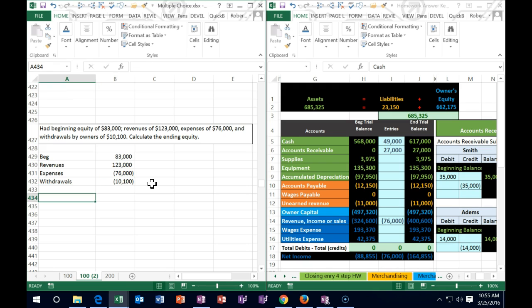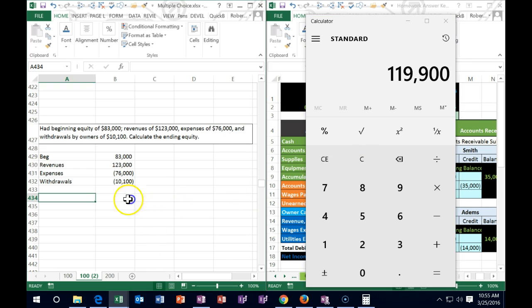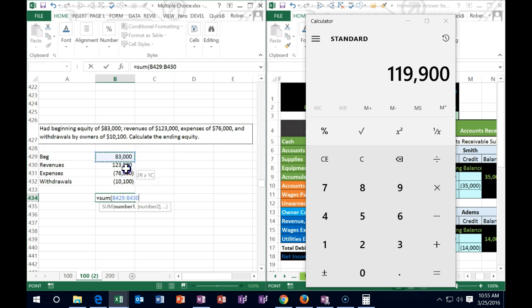So if we plug that into a calculator, it would be the 83,000 plus the 123,000 minus the 76,000 minus the 10 to get our 119. I can just sum that up using the sum function over here because these are negative numbers. So if I sum this up, it's going to be this plus this minus this minus this, because of Excel. So if I sum this up, it should be 119.9.